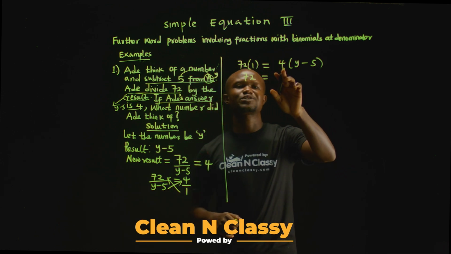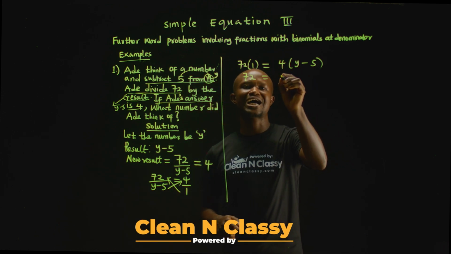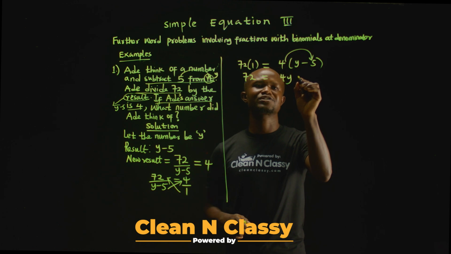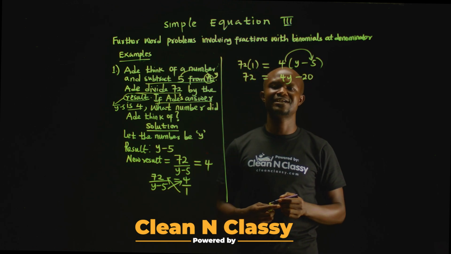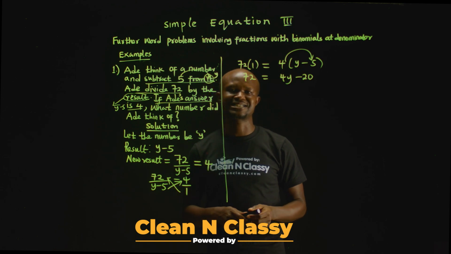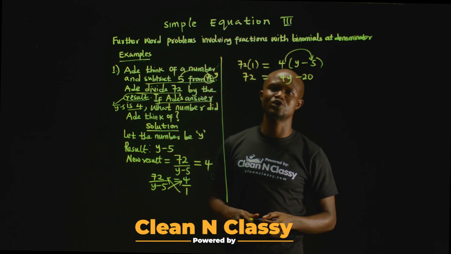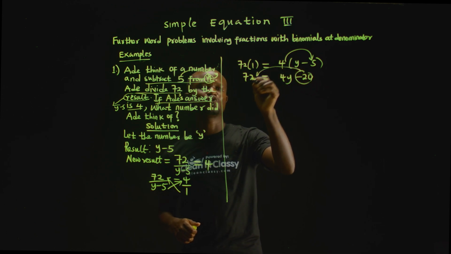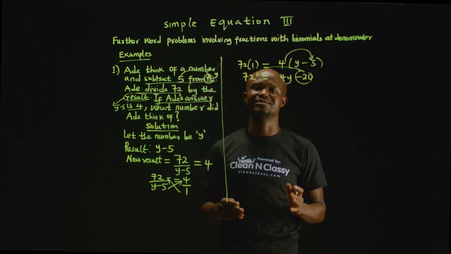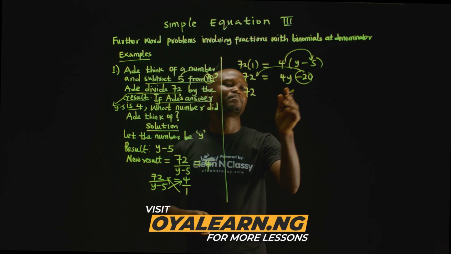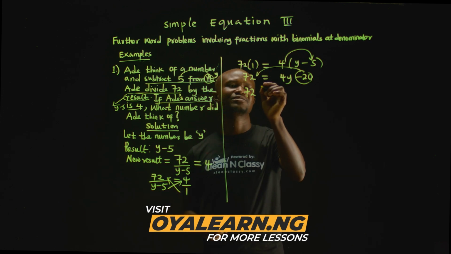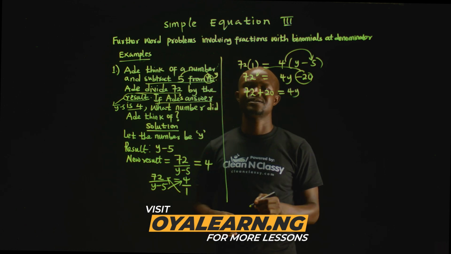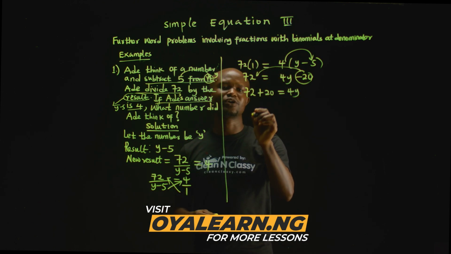Now, we expand the bracket at the right. 4 times y, that is 4y. Now 4 times minus 5 will give us minus 20. Now the next thing for us to do is to collect the like terms. We can move minus 20 to the left to meet 72 because they are like terms. When we move minus 20 to the left, it becomes plus 20. And this equals 4y. 72 plus 20 will be what?